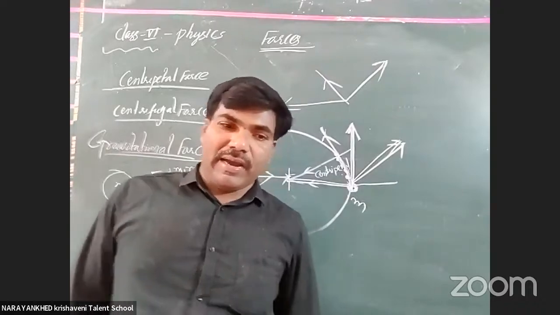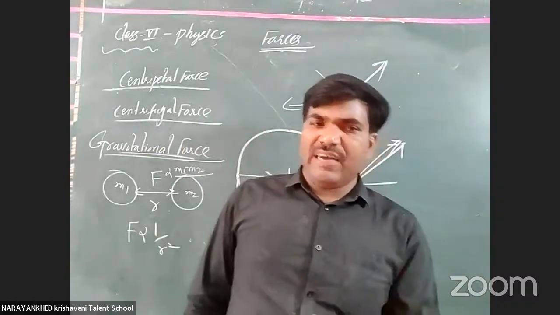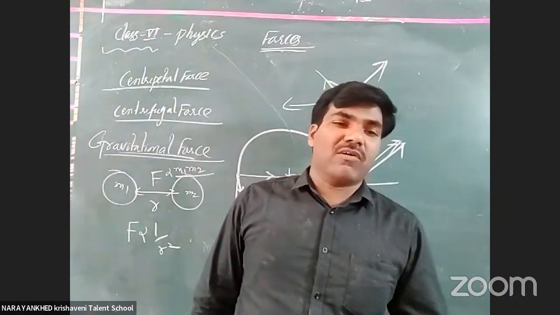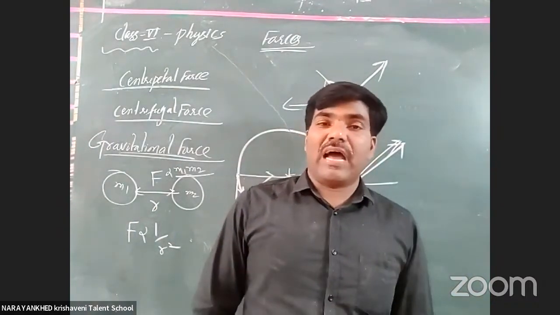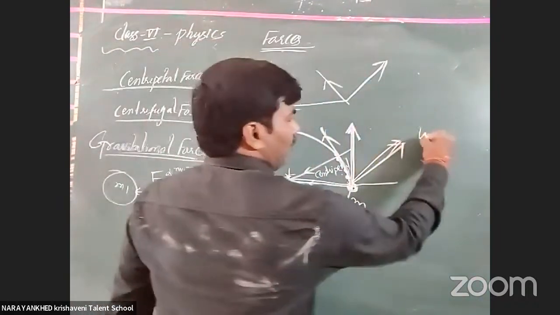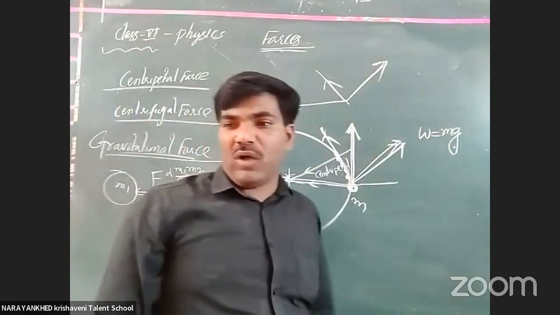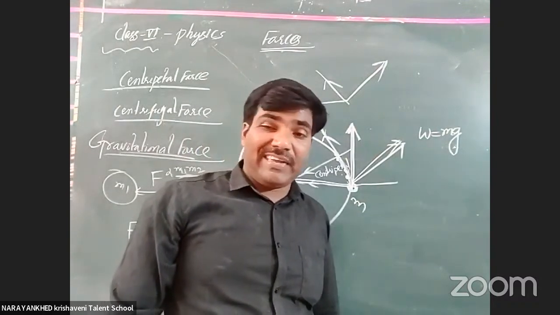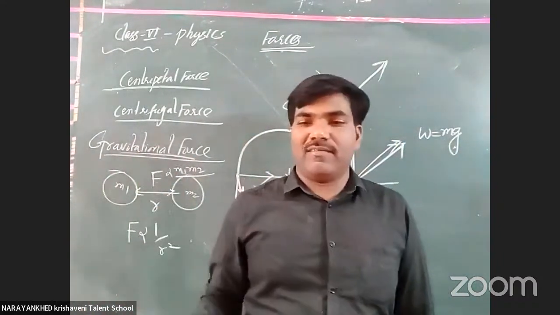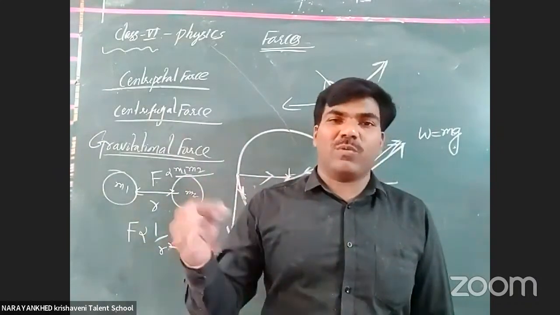Okay, clear or not? The force acting on any body due to another body is called weight. The gravitational force acting on the body is called weight. What is that? W equals what? W equals mg, that is, m into g. What we call weight, like 60 kgs, 70 kgs, 30 kgs, is actually not weight.